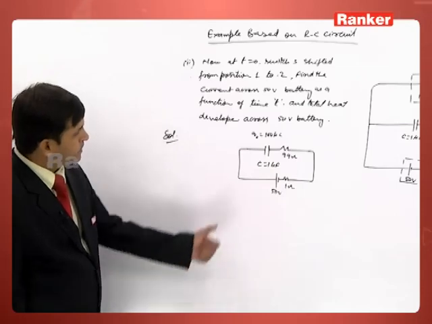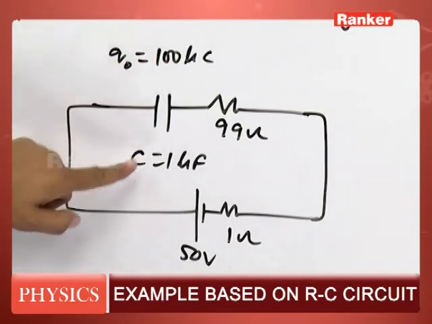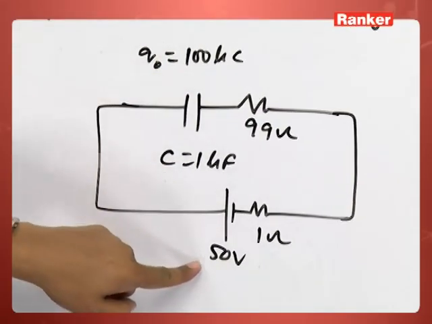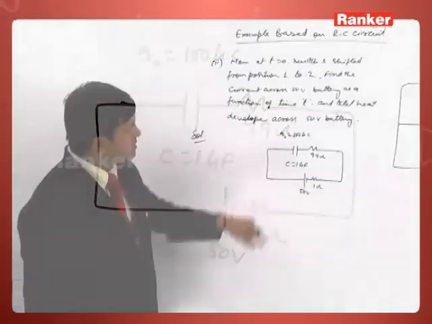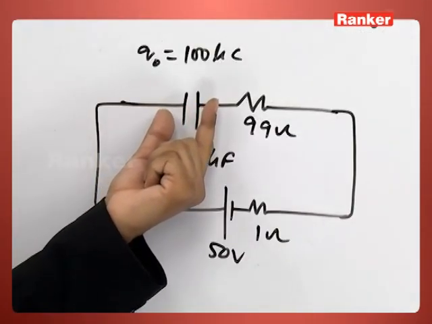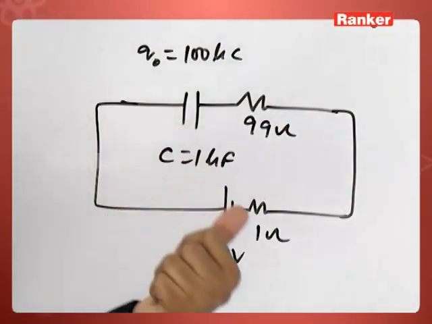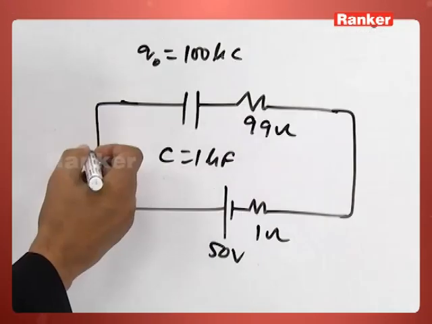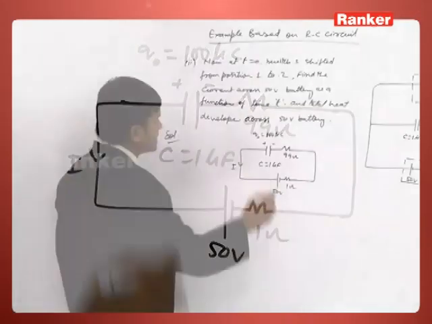Now what will happen, see here. If we look at the initial potential here, the initial charge was 100 microcoulomb, capacitance 1 microfarad, so the initial potential is 100 volt. But now we have connected the 50 volt battery. So what will happen? Here the potential is more, and the battery potential is less. Because of that, charge will flow from the capacitor to the battery. It means the capacitor will be in discharging mode, because the capacitor potential is more than the external potential. Charge will flow like this. So due to the flow of charge, current will develop.